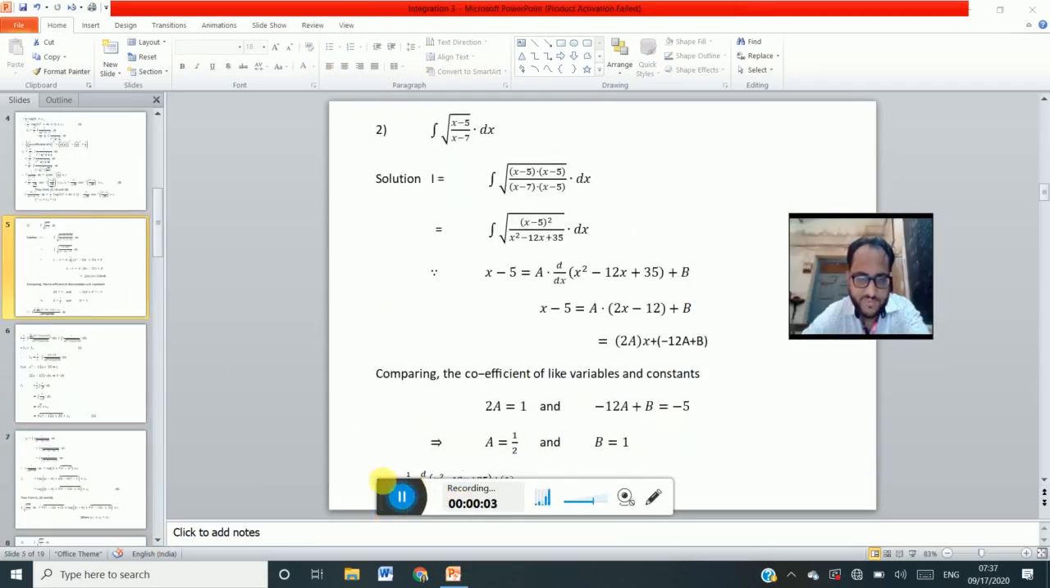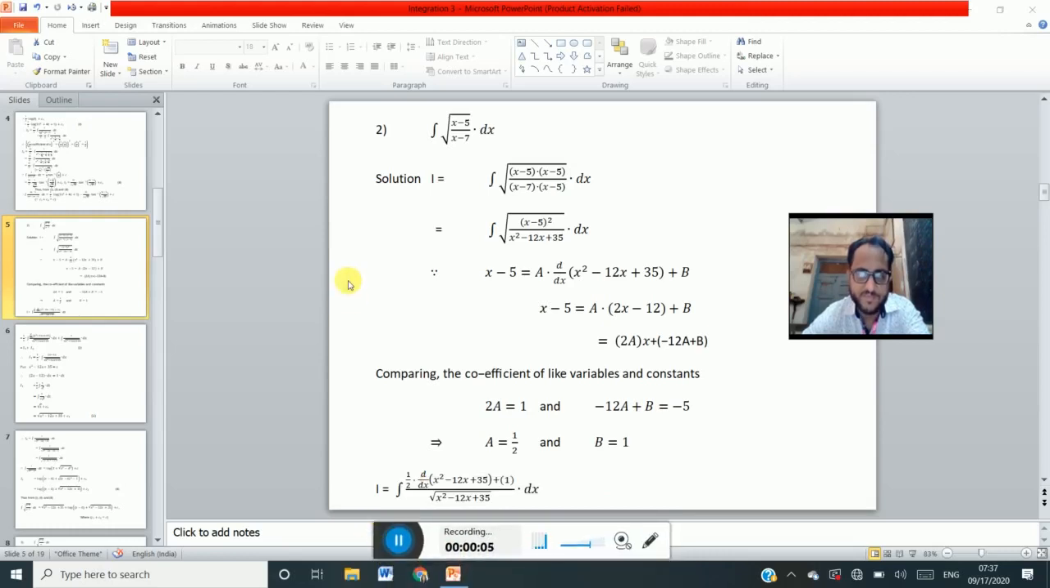And now see the next type of example, that is integration of root x minus 5 upon x minus 7. This is not in the standard form, so we have to simplify to convert into the standard form first of all, and then follow the steps involving that type which is obtained. So for that here we have to rationalize this numerator, that is root x minus 5 upon x minus 7 into x minus 5 upon x minus 5. So multiply and divide by x minus 5.